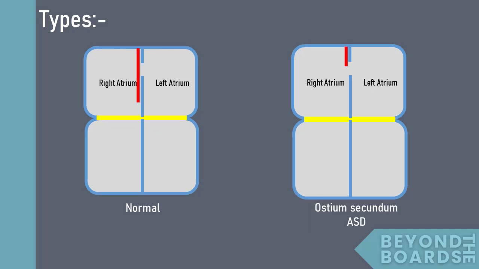This ASD type can also be caused by underdevelopment of the septum secundum to the point where it cannot close the ostium secundum normally by coming into contact with the septum primum. And that is how an ostium secundum ASD can be due to either excessive resorption and cell death of the septum primum or defective formation of the septum secundum.